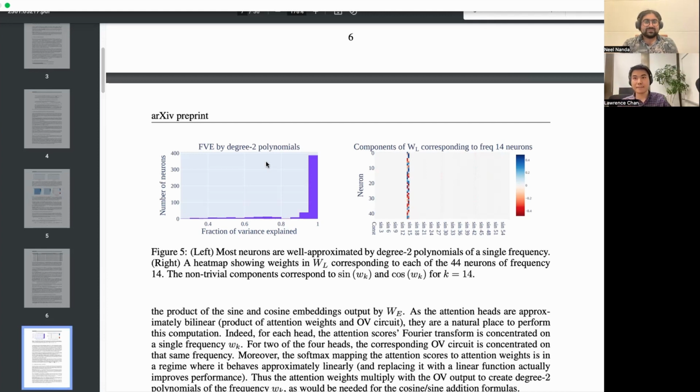Exactly. Yep. Figure 5 shows how good an approximation that is. For the vast majority of neurons, you can just take a single frequency, one out of the 5 frequencies, and then approximate it with a degree 2 polynomial of that frequency. And you can see that the vast majority of them are well explained by a single polynomial of this form.